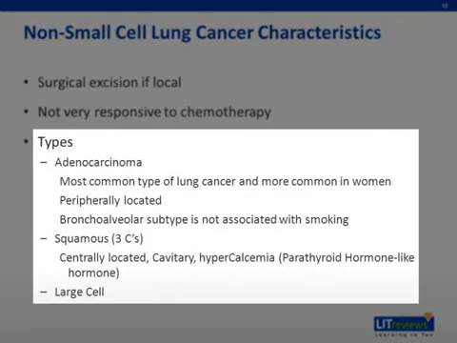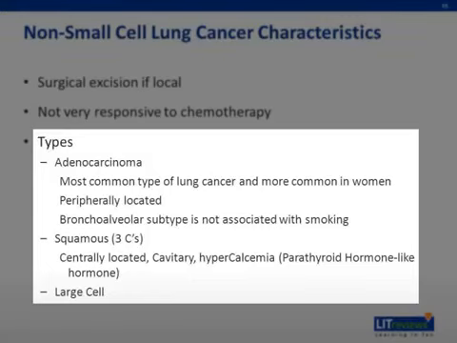Types of non-small cell lung cancer are going to be adenocarcinoma, squamous, and large cell. Adenocarcinoma is the most common type of lung cancer. It's more common in women, and these are peripherally located. The importance of that is that because they're peripherally located, you don't typically diagnose them the same way you would diagnose a small cell, which is centrally located.